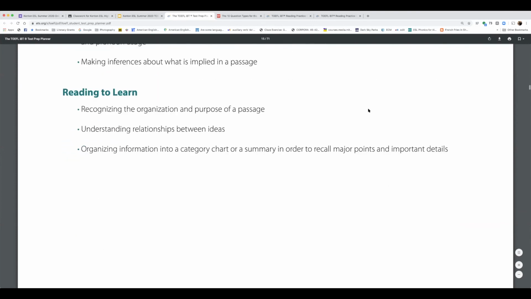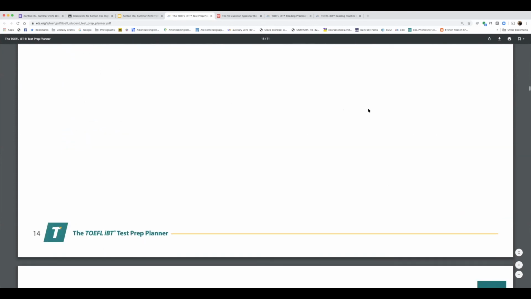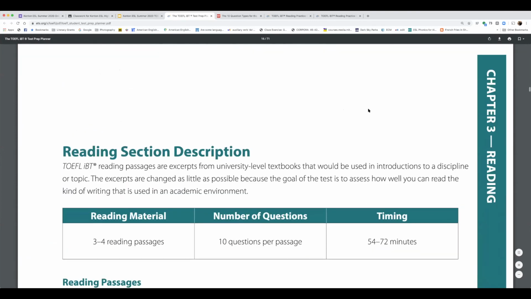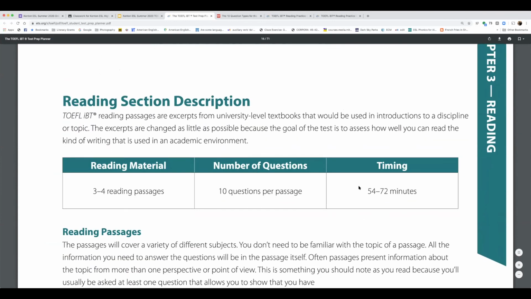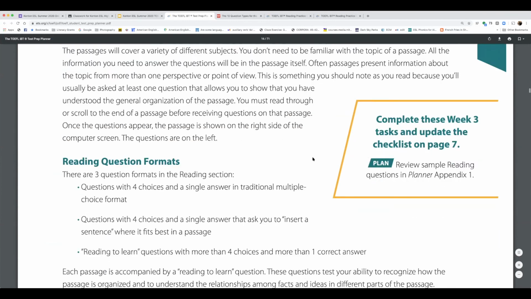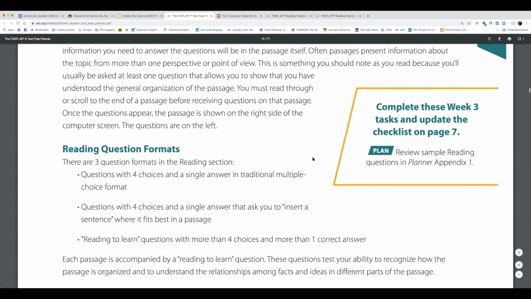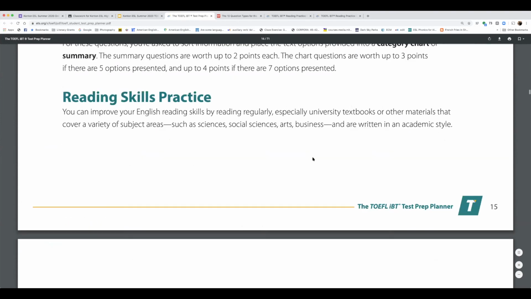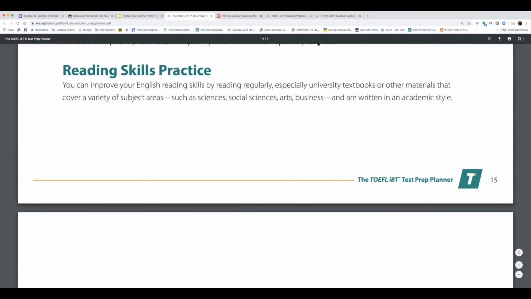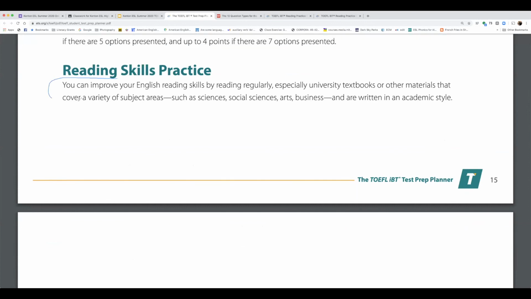So again, there is some advice here in the planner that might be helpful for you. Again, here is some of the same information I gave you about the description of the section. You can read this more in detail if you are interested. But I really want to show you this last piece of advice. You can improve your reading skills by regularly reading university textbooks.